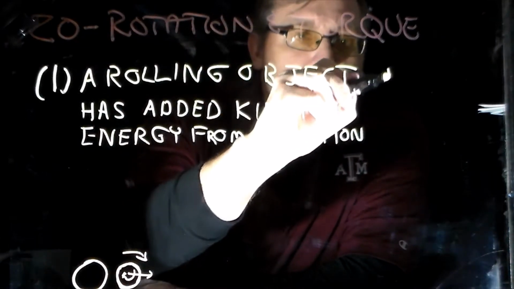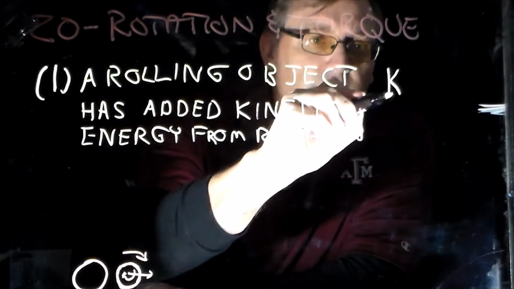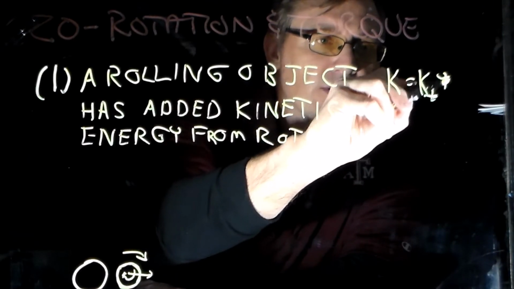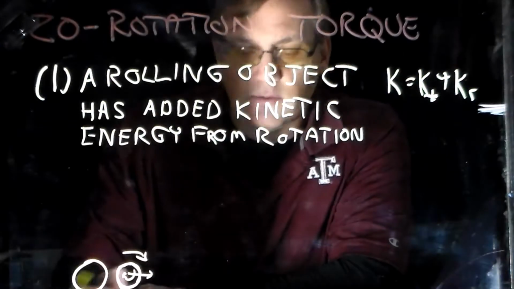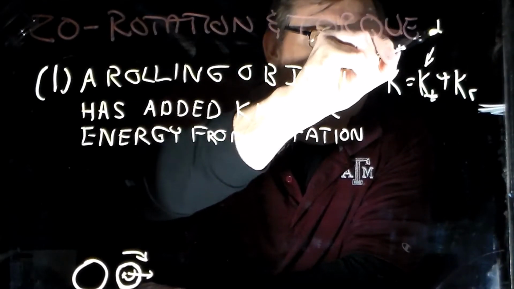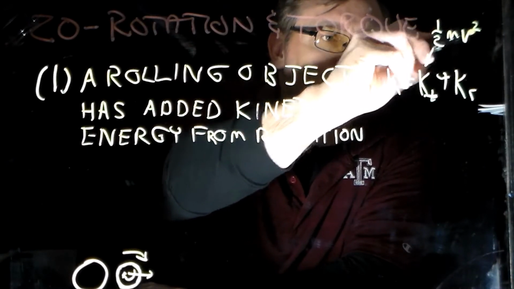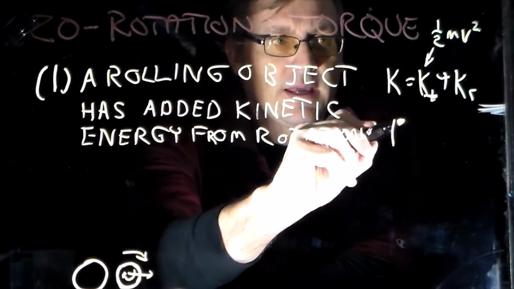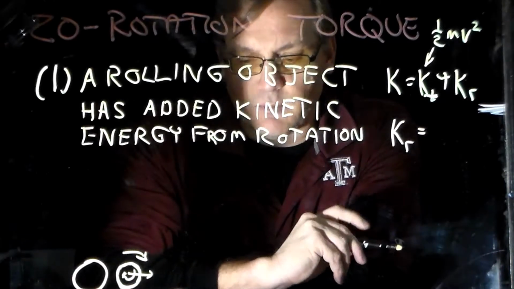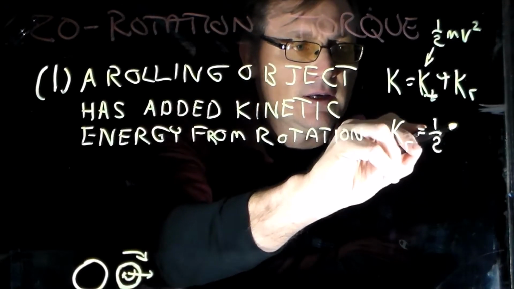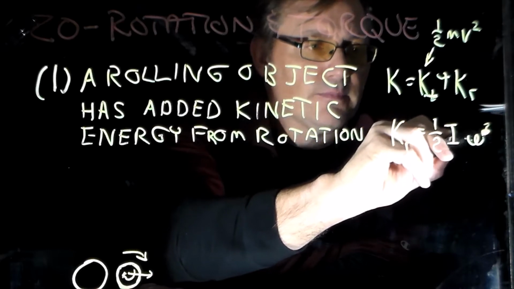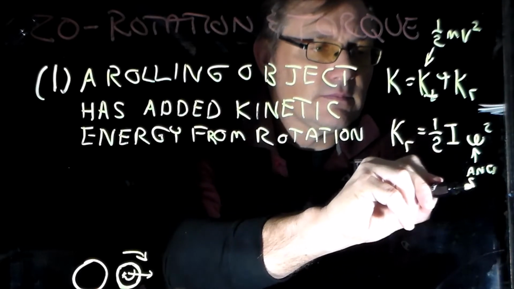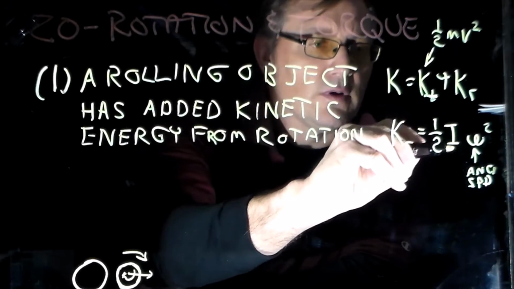So the normal kinetic energy is this KT, a translational kinetic energy, plus an additional rotational part. This is the same one that we've looked at before, the 1/2 mv squared. And then we have this rotational part over here, and that has a similar expression. That's 1/2 I omega squared. This is your angular speed, and this is what we call the rotational inertia.